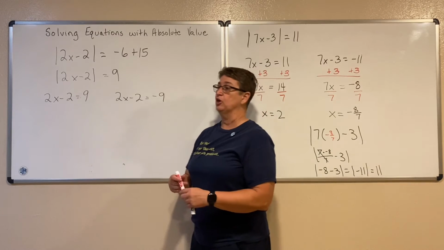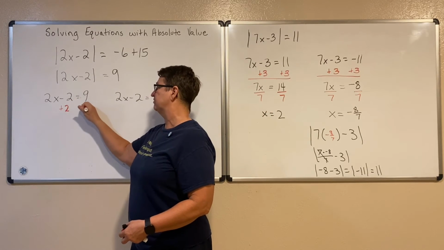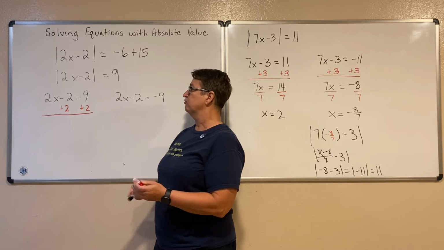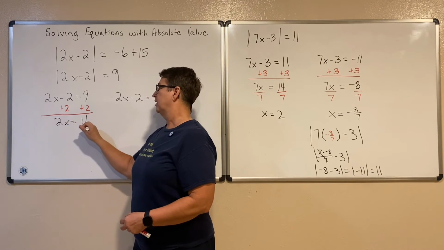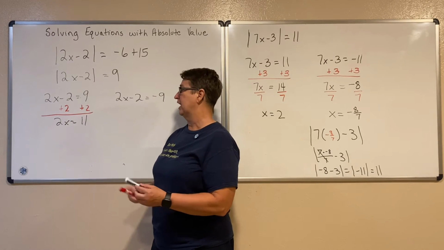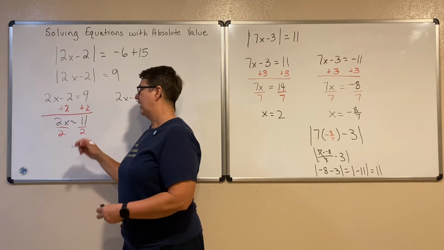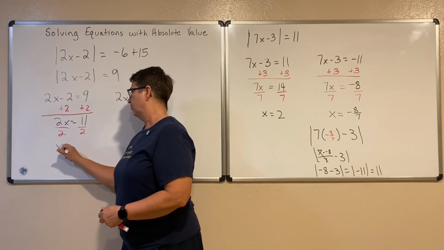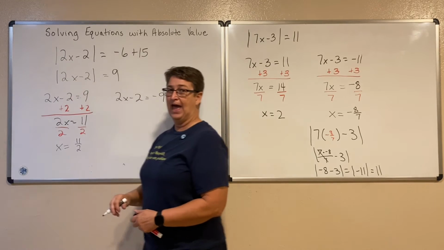Now I solve the equations like I normally do. I add 2 to both sides so that I have 2x equals 11. And then I divide both sides by 2 so that x equals 11 halves. One answer that would make this true is 11 halves.